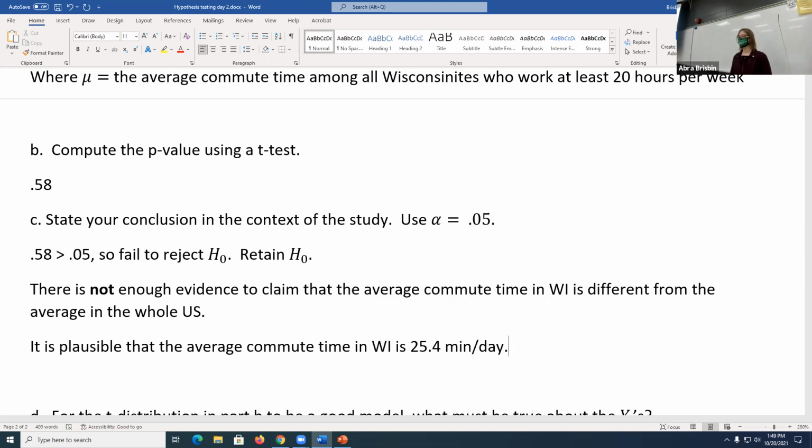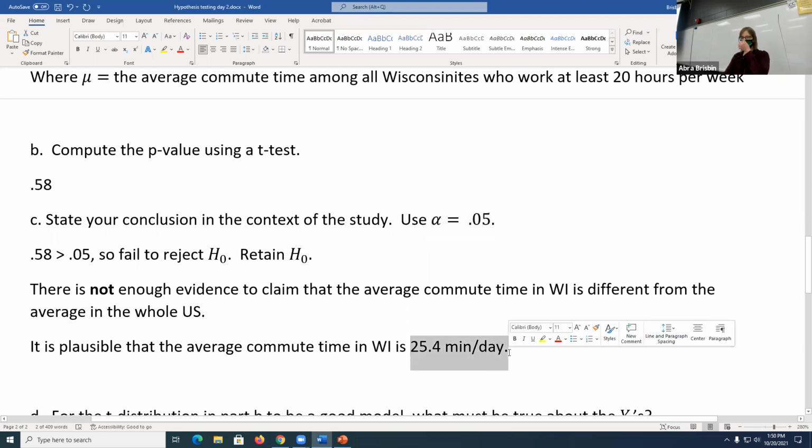Got it. What would p have to equal to where it wouldn't be possible? Would it have to be less than 0.05? Right, so whatever our significance level is, if the p-value is less than or equal to that, then we would be rejecting the null hypothesis and claiming that the null hypothesis is not plausible, so there is enough evidence to claim the alternative hypothesis.